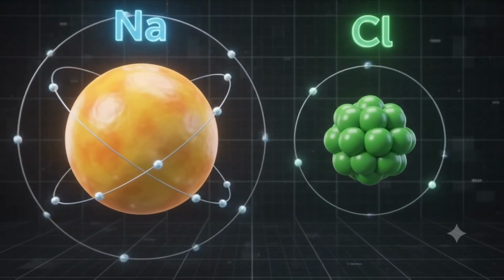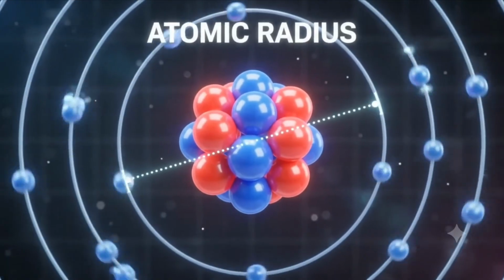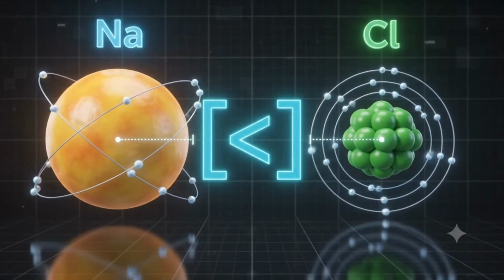Which is bigger, sodium or chlorine? And why does atomic size change across the periodic table? To answer this, we need to understand atomic radius, which is used to compare the relative size of atoms.